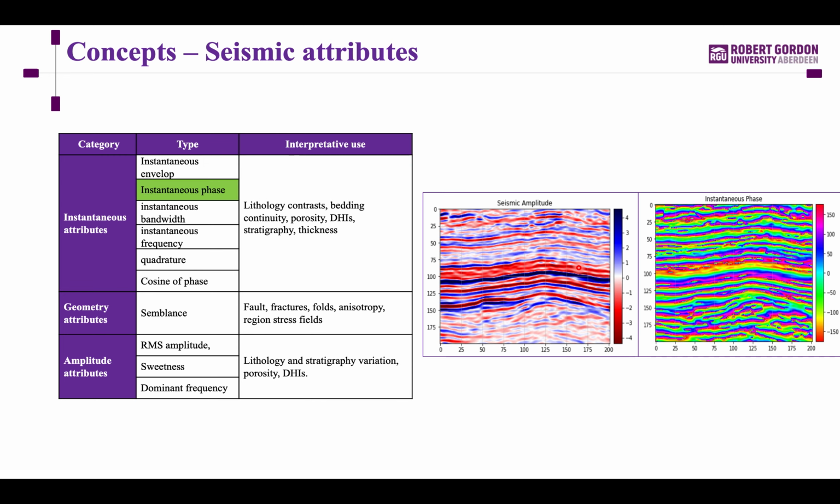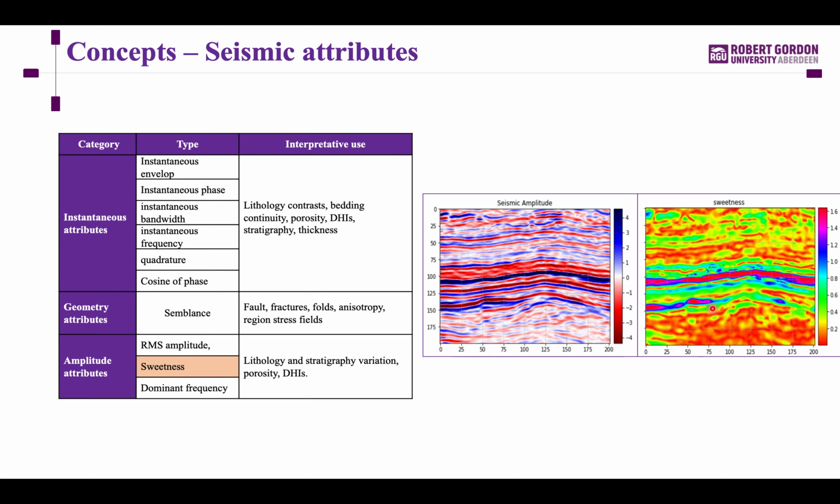calculated, where you can highlight a very high contrast impedance of some lithology and direct hydrocarbon indicators. The second attribute I want to talk about is instantaneous phase. This is very important, it is used for lithology and stratigraphy. You can see here it highlights very well the vertical resolution, and also we can see in this area maybe there is some discontinuity.